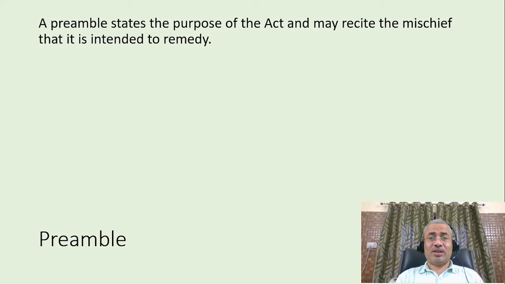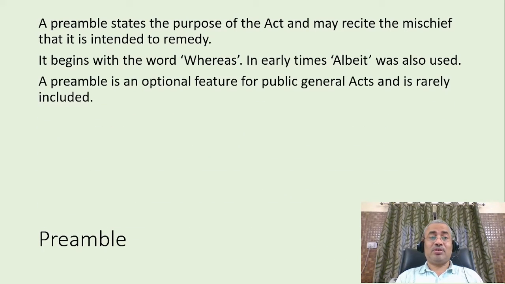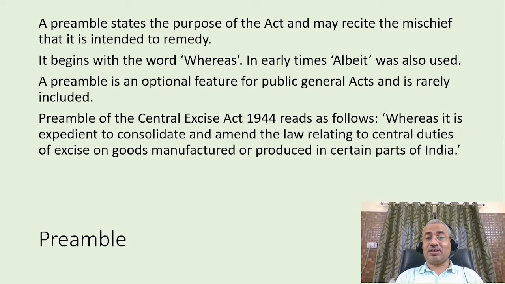Preamble. As mentioned earlier, preamble is not a mandatory or necessary item, but sometimes, especially in old acts, it appears. A preamble states the purpose of the act and may recite the mischief that it is intended to remedy. It begins with the word whereas. In earlier times, albeit was also used. A preamble is an optional feature for public general acts and is rarely included. The preamble, for example, of the Central Excise Act 1944 reads as follows: whereas it is expedient to consolidate and amend the law relating to central duties of excise on goods manufactured or produced in certain parts of India.